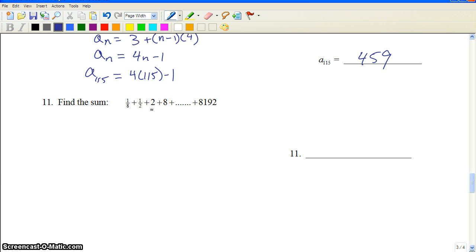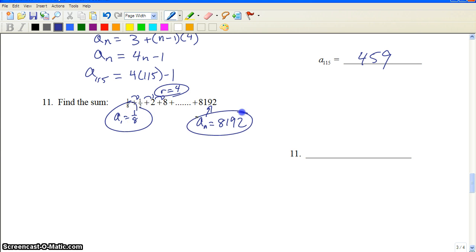Find the sum of the series. Interesting. It's not an infinite series, so it ends. What you'll notice is a sub n is going to be 8192. We don't know what n is for that last term, even though that refers to our last term. Our first term is then going to be 1/8. We want to find the sum. We have to figure out what type of series this is, and it looks like we're multiplying by 4 each time to get to the next term. So the common ratio is 4. So we get this, that, and that, and let's see what we can do.